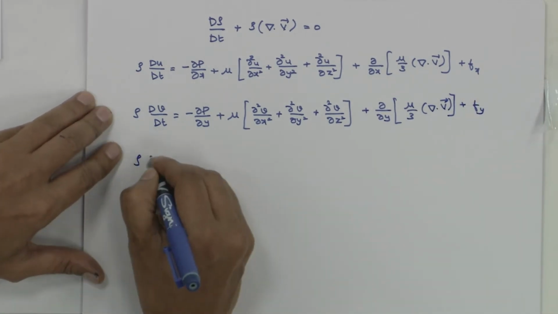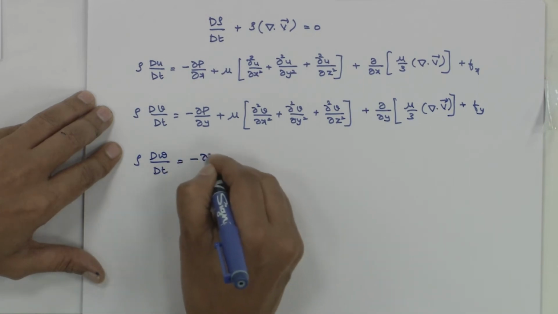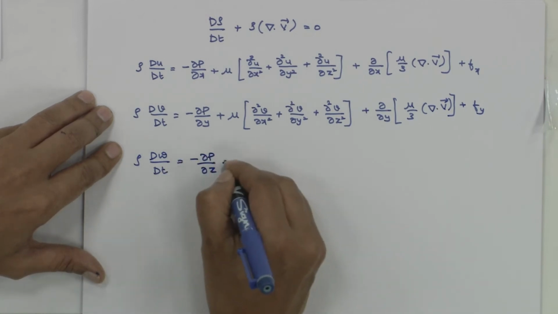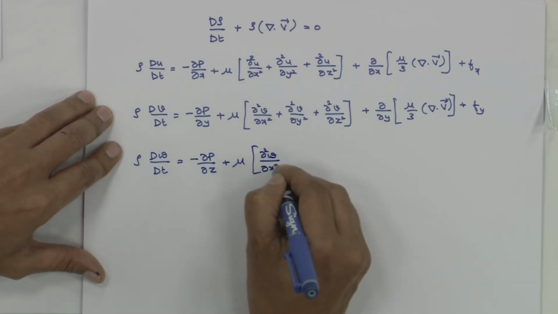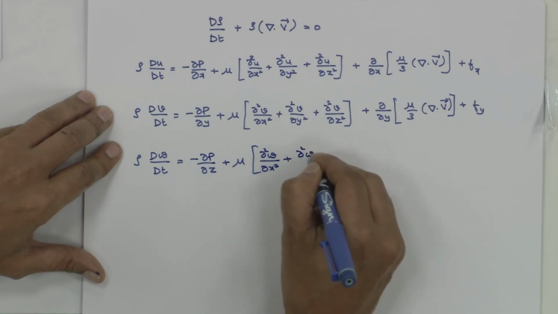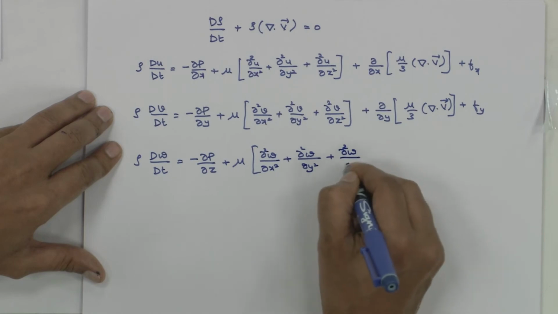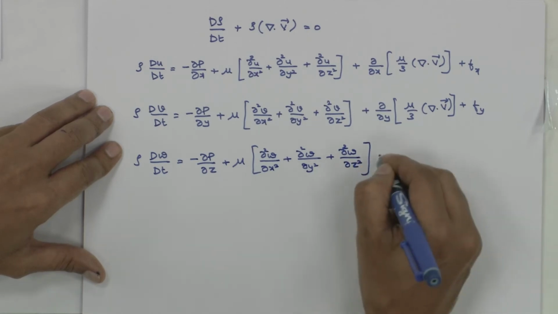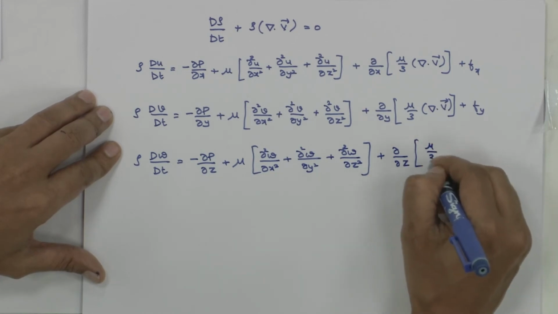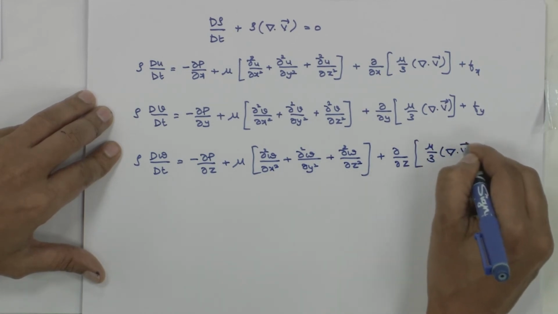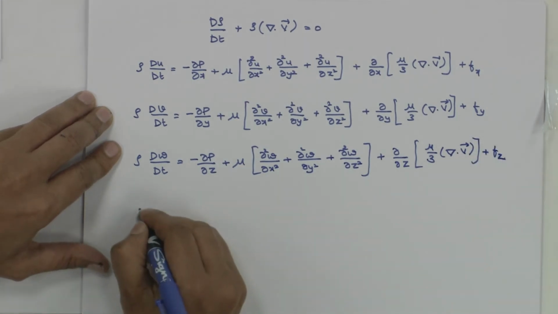That is the y momentum equation. Z momentum equation: rho dw by dt equals minus del p by del z plus mu times del squared w by del x squared plus del squared w by del y squared plus del squared w by del z squared, plus del by del z of mu by 3 del dot v, plus fz.